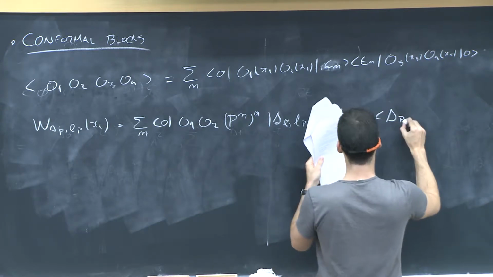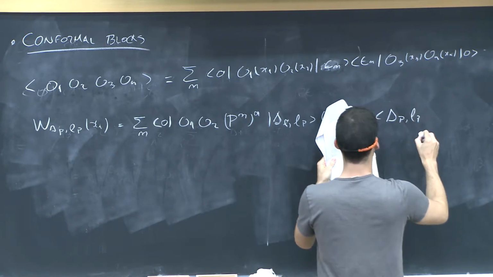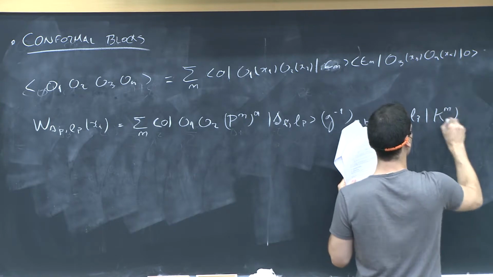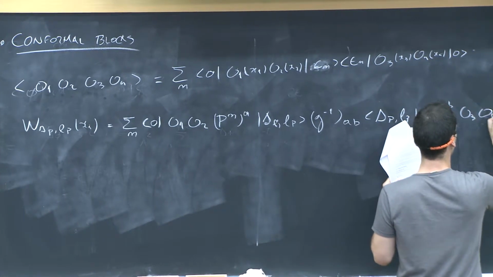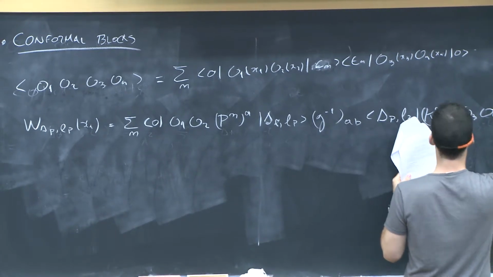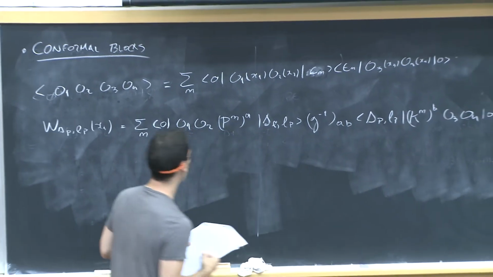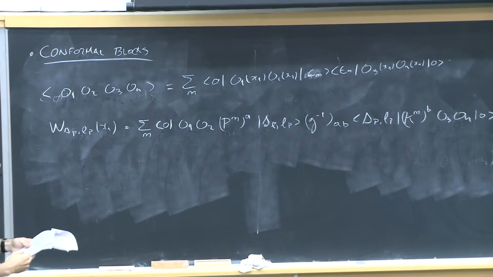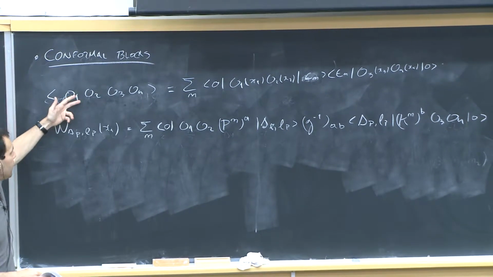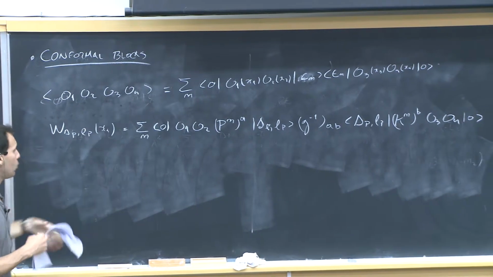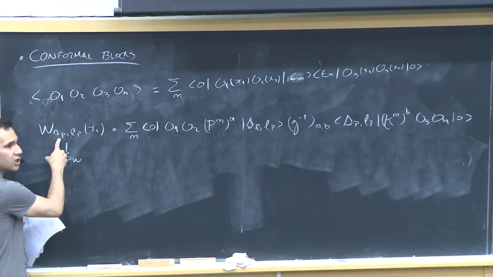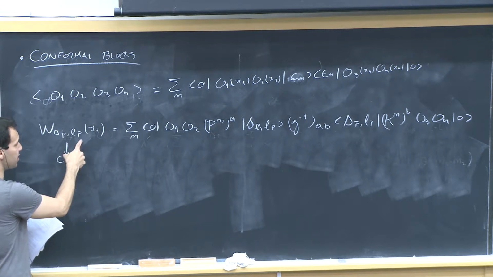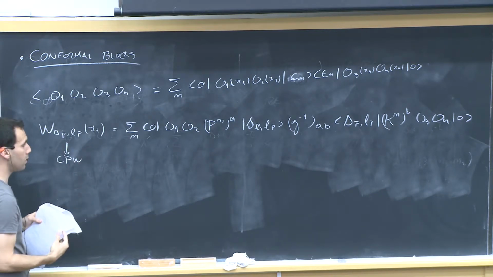So I'm going to be a bit schematic here, but then we're going to do something properly. We're going to split the 4-point function as an infinite sum of these conformal partial waves, one for each primary being exchanged. So P stands for primary. Okay?